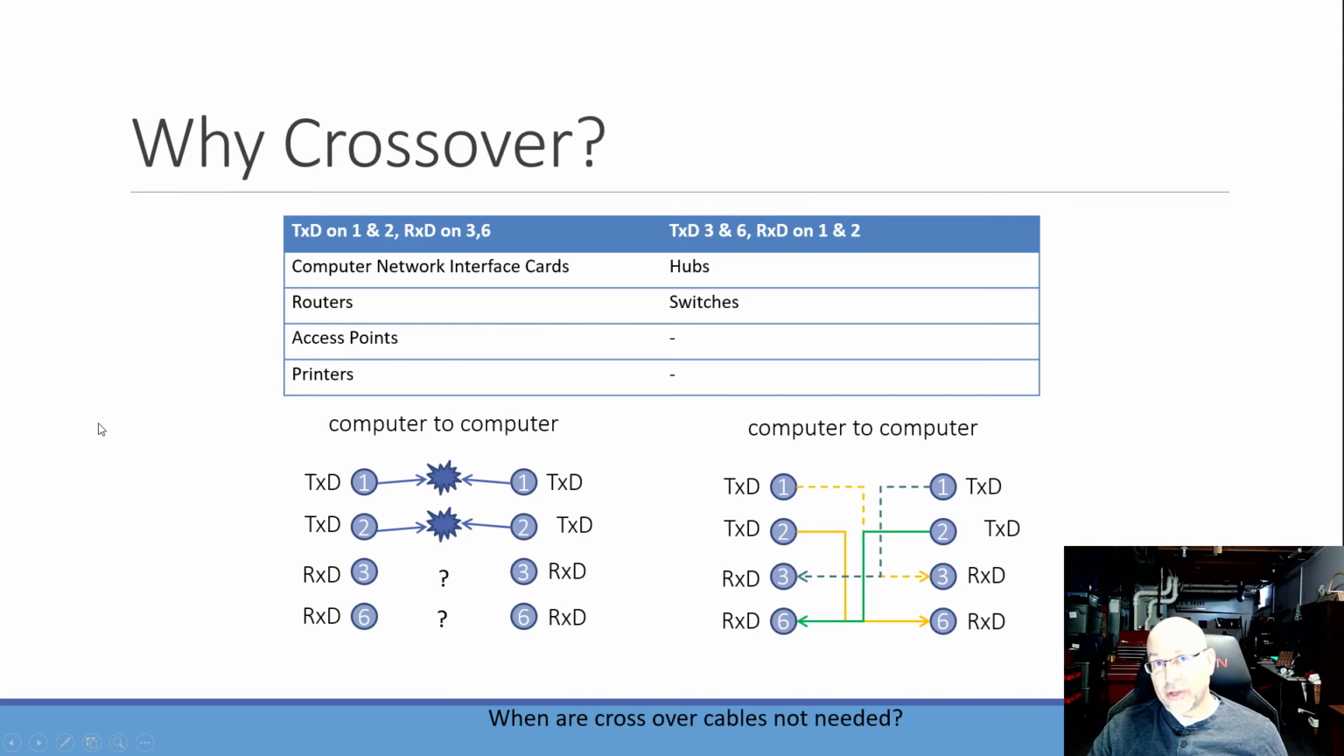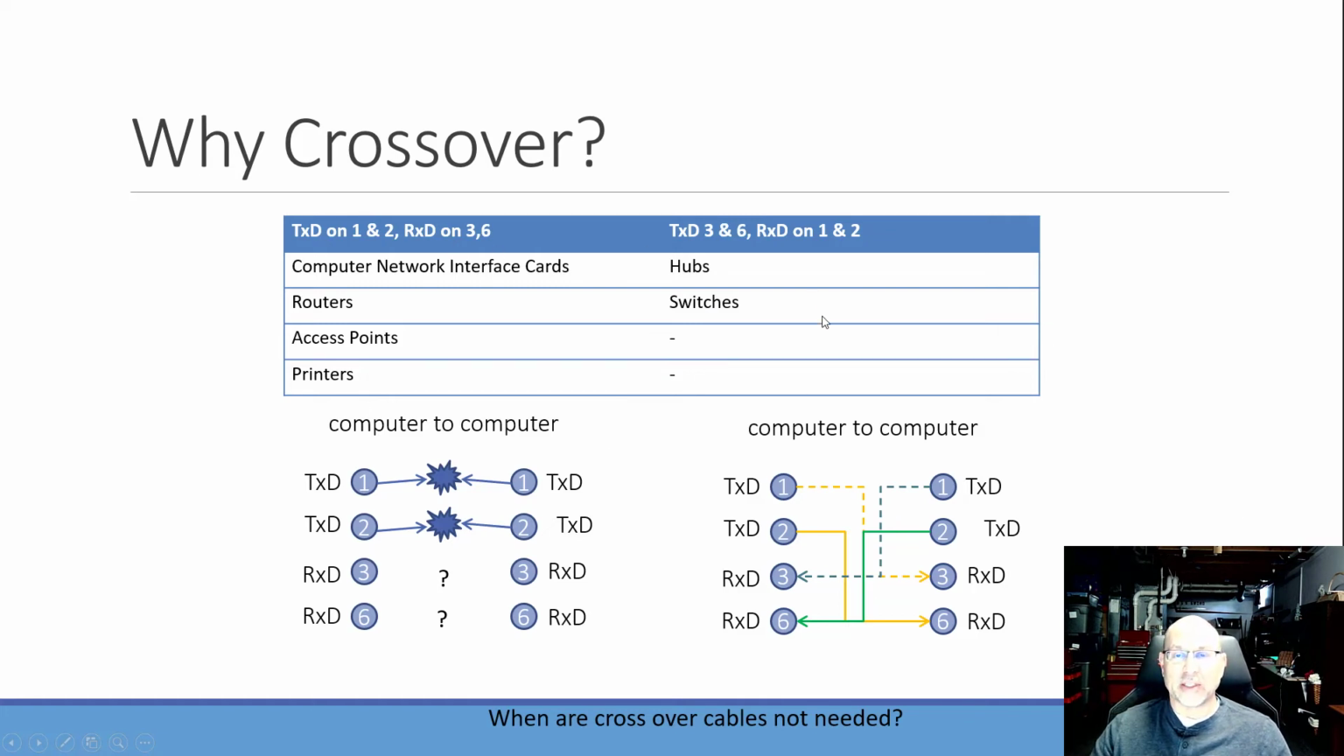All right, so this is just another illustration of the problem. If I connected just a straight through between two computers or between two routers or between two switches, what ends up happening is I would be sending the transmit wires to the receiving station's transmit wires. But what I really want is to send transmit to receive and receive to transmit. Okay, so this is just another way of seeing that.